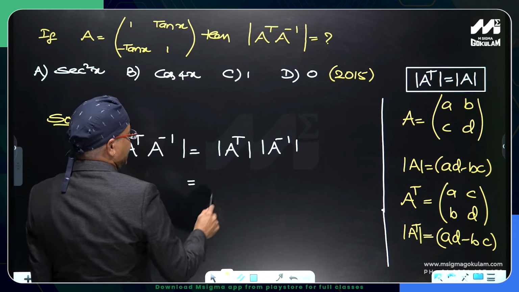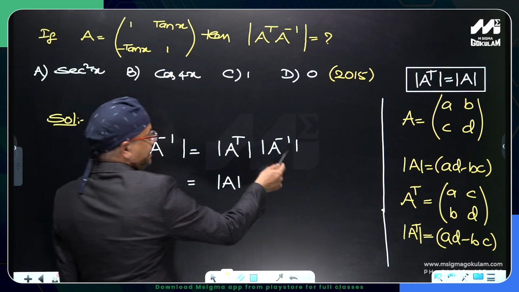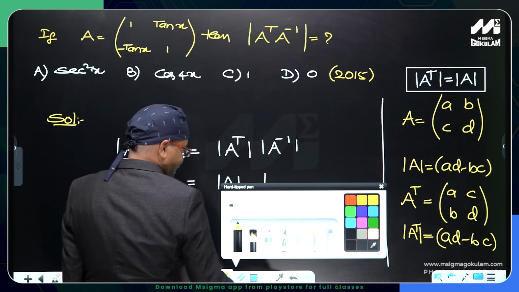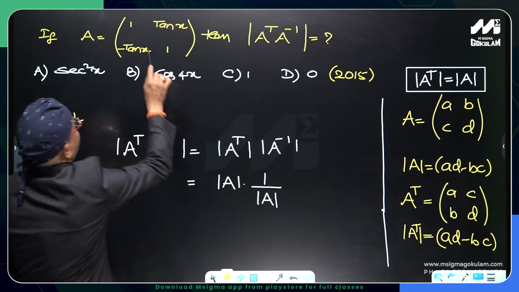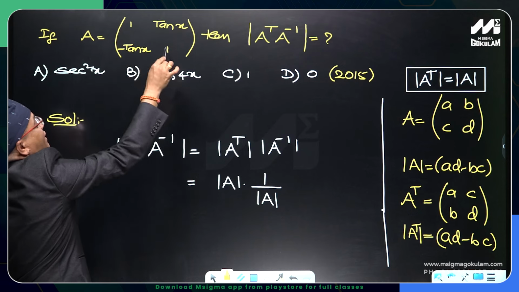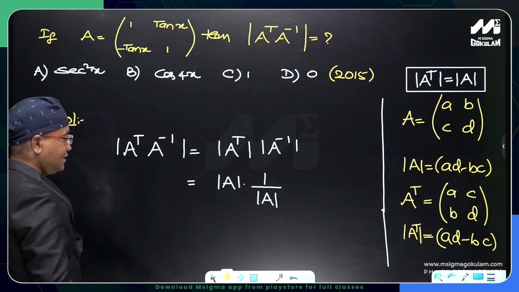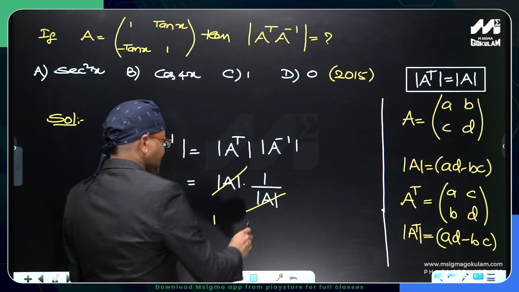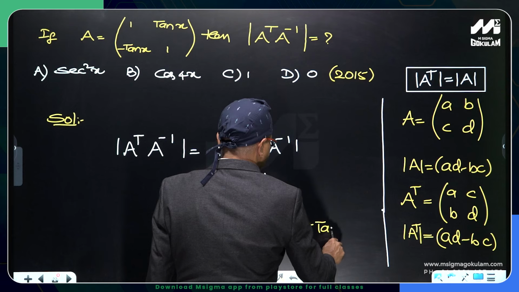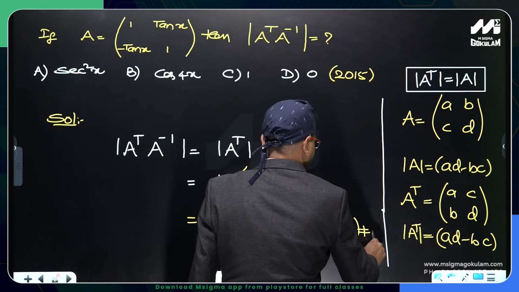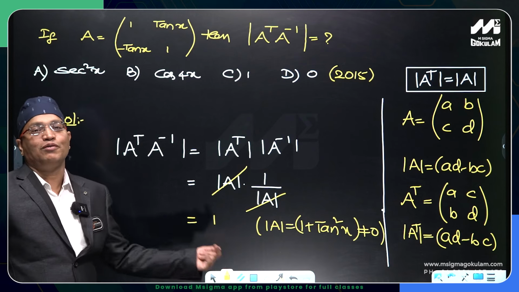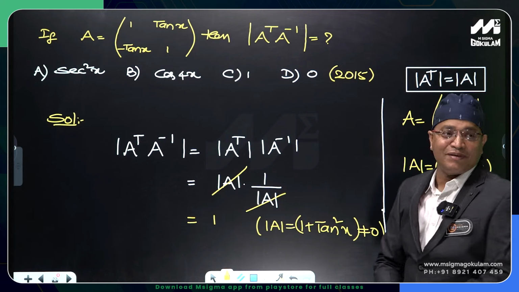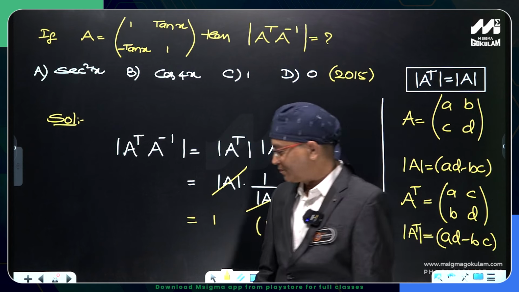Now, in place of det A transpose, simply I write det A. What is determinant of A inverse? It is 1 by det A. Then, det A. Here, A, B, C, D form. What is det A? 1 plus tan square x. That is not 0. Then this will be cancelled. Simply 1. Because the det A is 1 plus tan square x, not 0. Like that, if you understand, it's a small problem. Okay? Almost in every problem, something we have to remember like this. This box items are very important. Okay? Next problem.